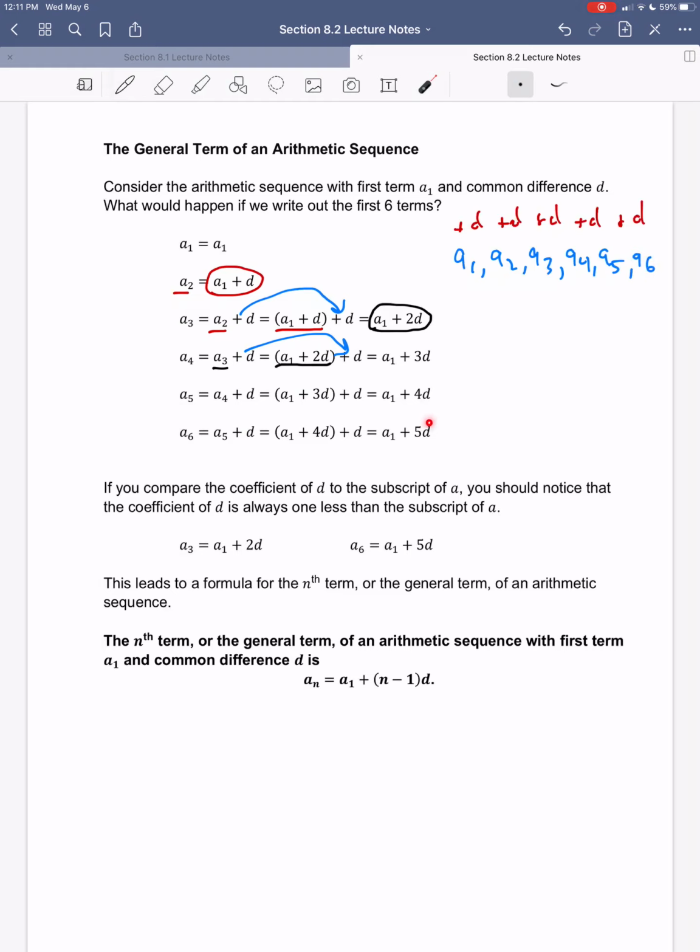If you compare this coefficient of d to the subscript, to what term I'm on, notice it's always one less, right? So a sub 3, I've got 2d. A sub 6, I have 5d. And so in general, if I want a sub n, I have to subtract 1 and get n minus 1 times d. So this is a very useful formula, the general term of an arithmetic sequence with first term a sub 1 and a common difference of d. So if you want the nth term, you need n minus 1 d's.